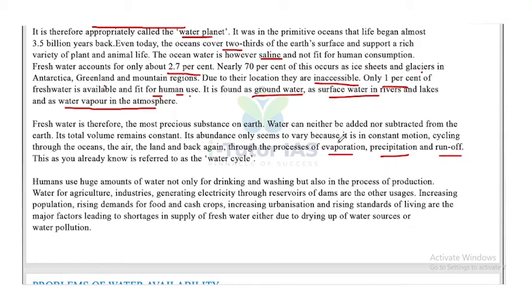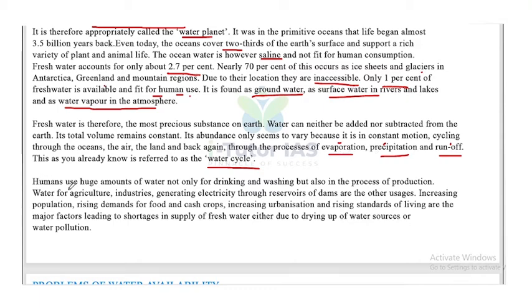We know the process of evaporation, precipitation and runoff. You already know this, and it is referred to as the water cycle. So the water is circulating in a loop, going through evaporation, precipitation and runoff.